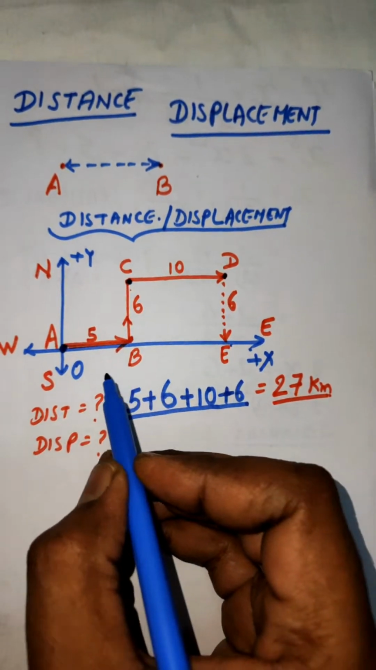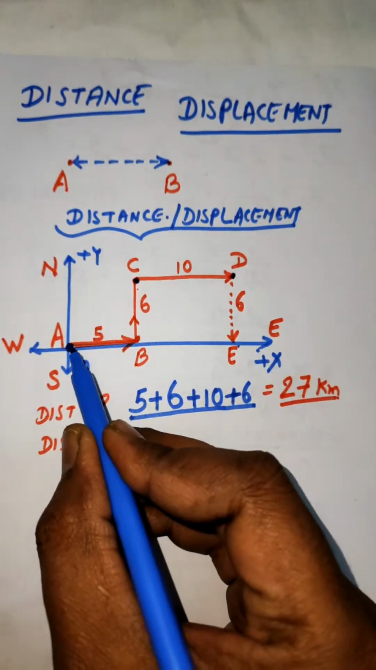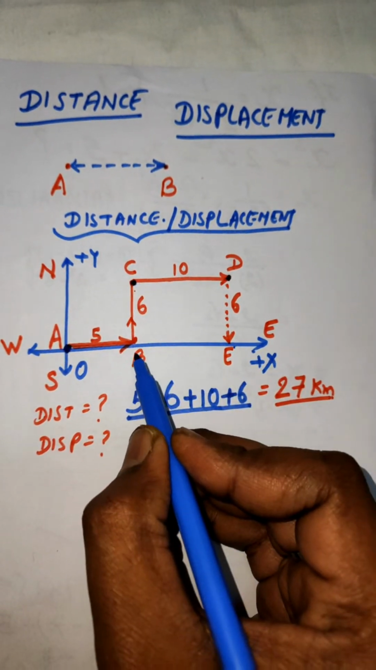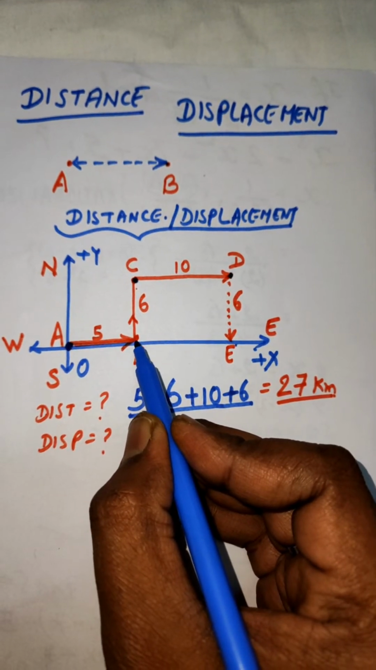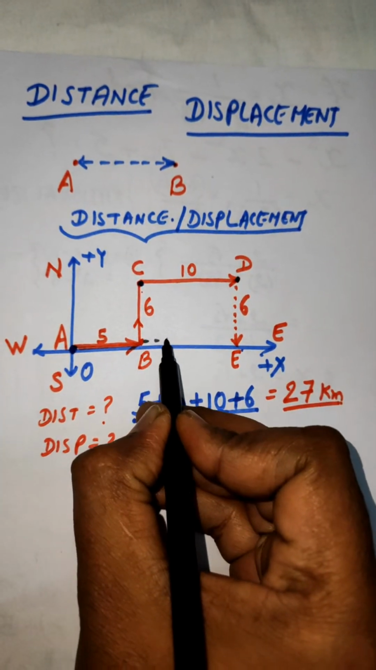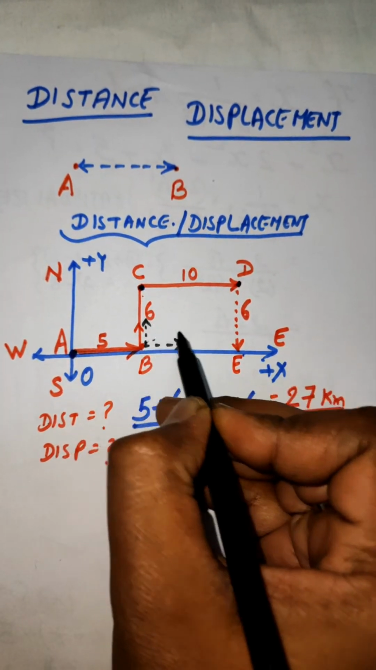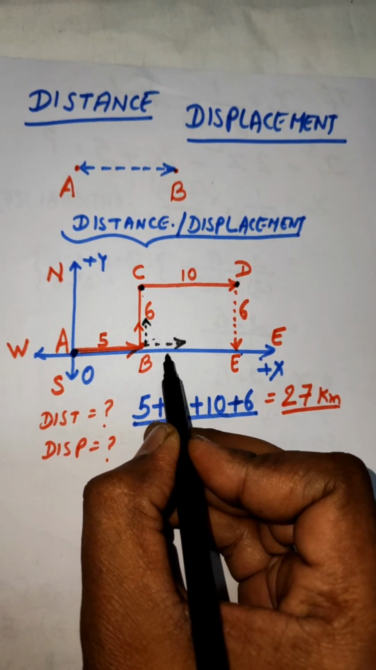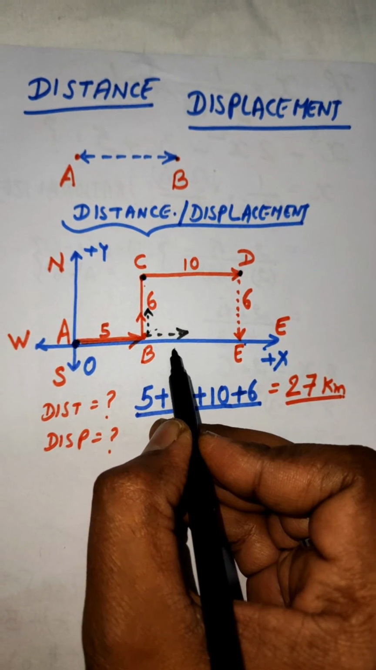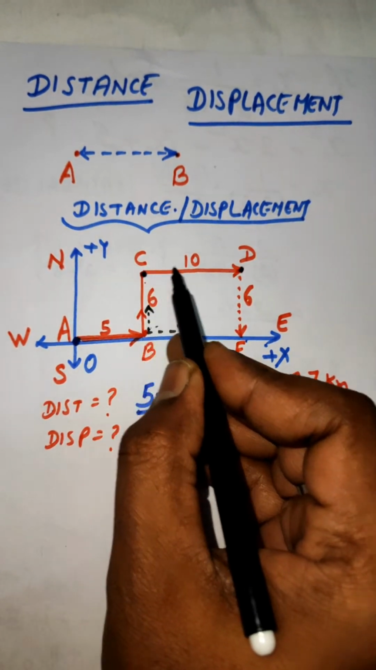If you are starting from A and reaching E, then A to B, then why will you go B to C? Because if at B you are having a position, you are seeing two paths, right? One path from B you are saying towards east directly here, and from B one path is here towards north. So in displacement, as I said, this is the shortest distance between 2 points, right? So from B to E, you need not go via C and D.